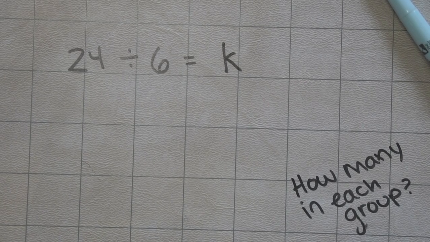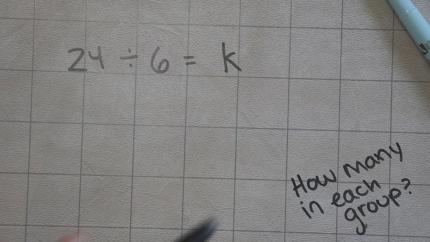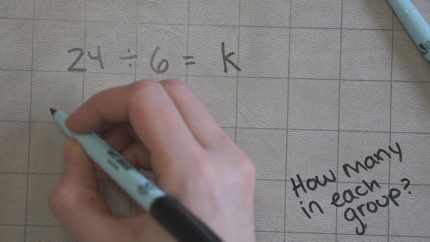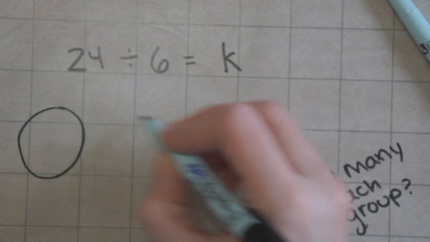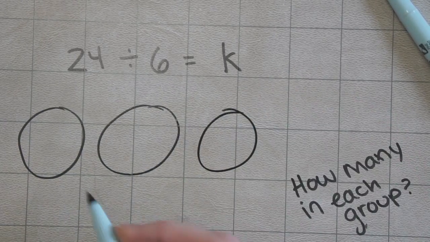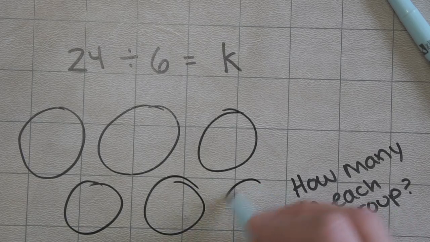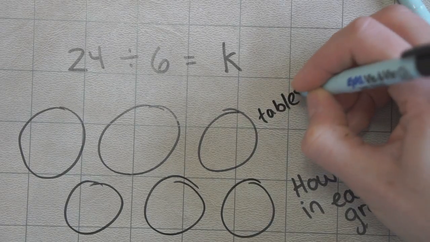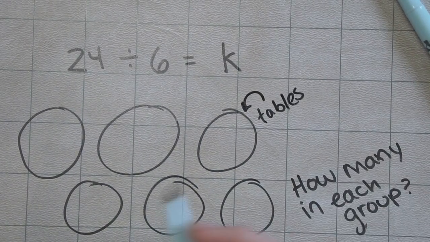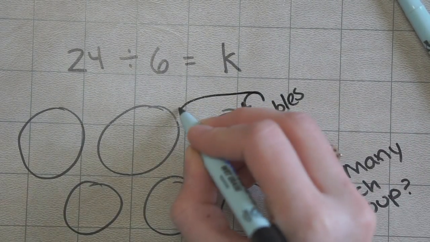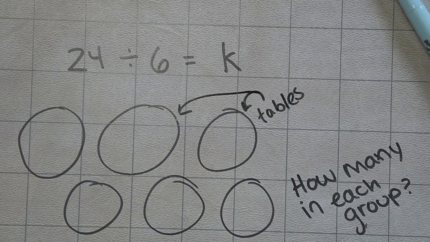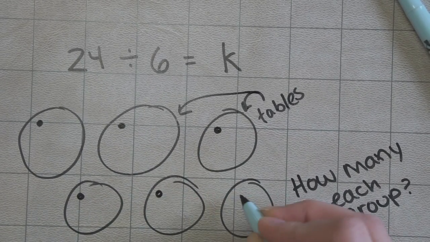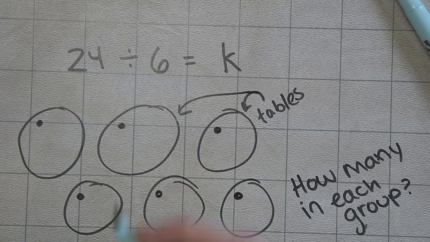There's a few ways we could solve this. We could count by 6s till we get there. We could make groups. I think that's what I'll do. I'll draw some diagrams. So I'm going to make 6 groups. I'll label these, that these are the tables. And well, let's start passing out kids to each table. 1, 2, 3, 4. Okay, each table has 1 kid.